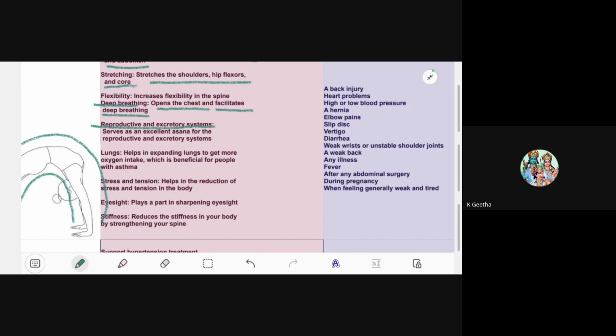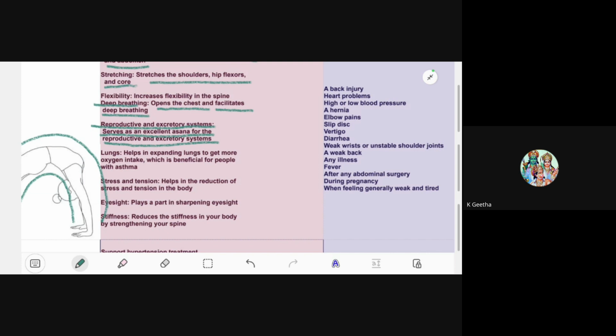Of course, this area is being stretched. If there is any kind of contraction, if the area is not able to get oxygen or blood circulation properly, the nerves are, you could say, cascading. Do you know what cascading means? It means things get jumbled over there. When we stretch, those jumbled veins, jumbled muscles, or anything jumbled internally will get relief and untangle themselves. So it serves as an excellent asana for the reproductive and excretory systems.